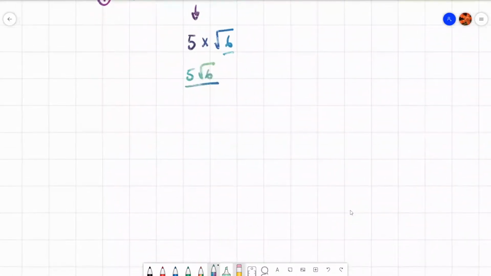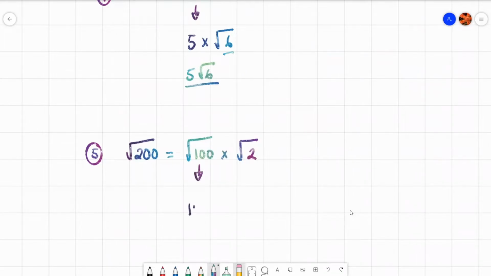Okay. Let's do one more. Let's do square root 200. Okay. I can do square root of 100 times square root of 2. Square root of 100 is 10. And I can't simplify square root 2 anymore, so it's going to stay as 10 root 2. Okay.